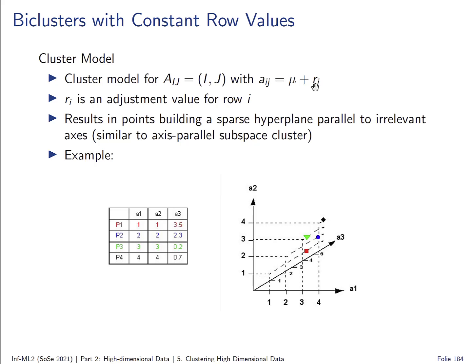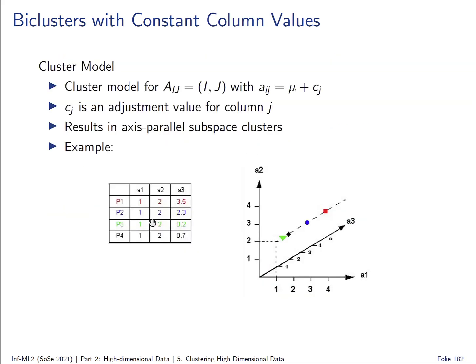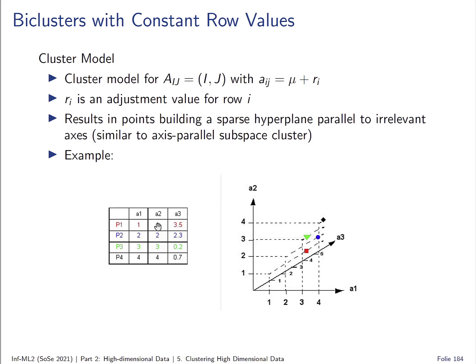So you see that for the rows, which are the i's here, not the j's, we have an adjustment value to this specific constant value mu. So Ri is an adjustment value for row i. Here we now have the other way around than before. Before it was constant columns, now we have constant rows. Each entry in the submatrix, the rows are constant actually, and we may have different values in different columns, of course.